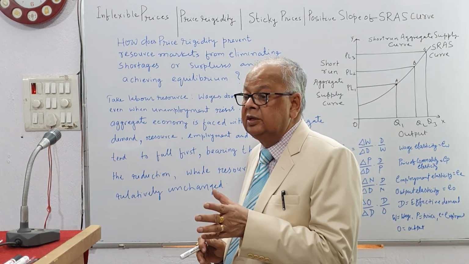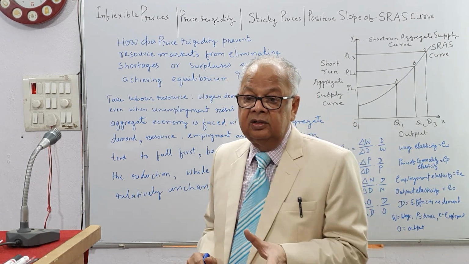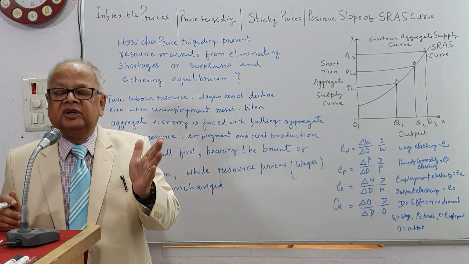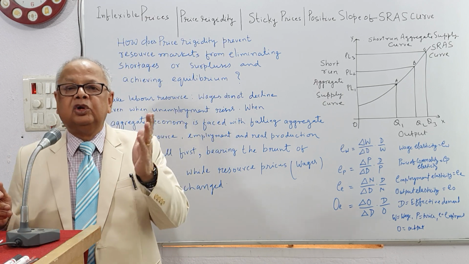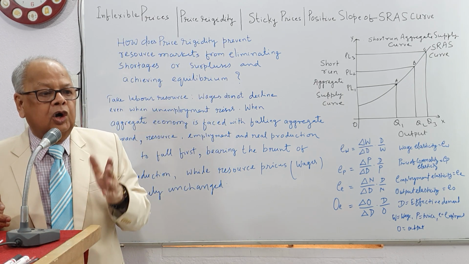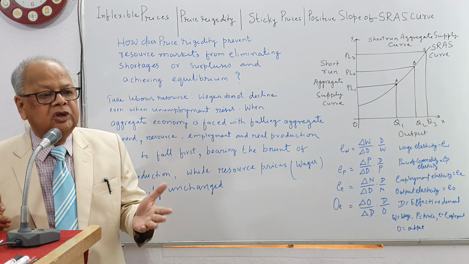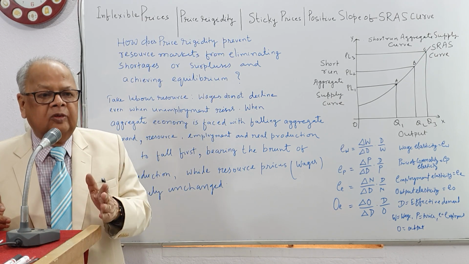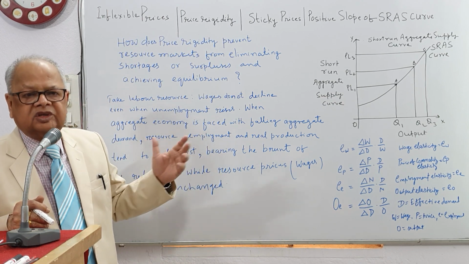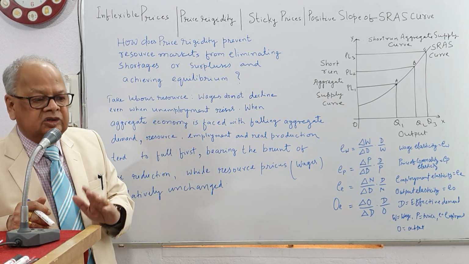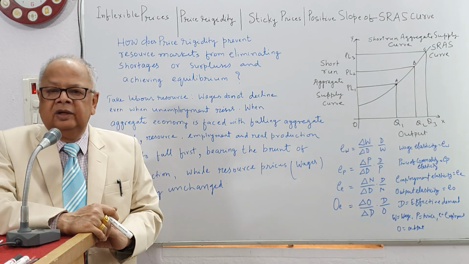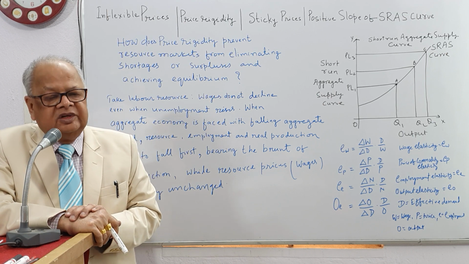This is the main hurdle in the way of automatic attainment of full employment, the automatic restoration of full employment from the unemployment created during the recession period. This explained that state interference is necessary.